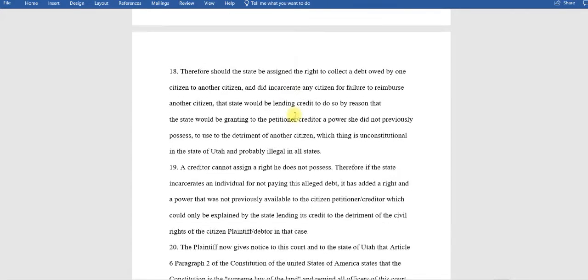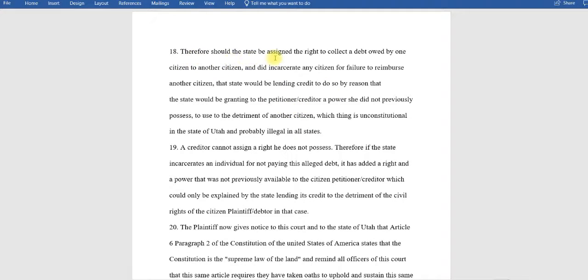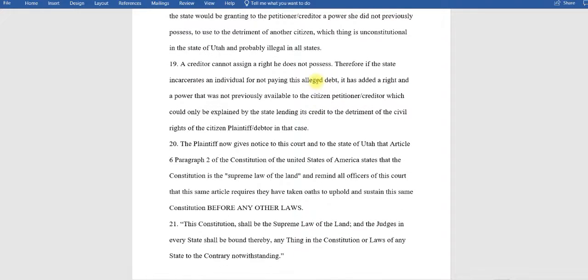Well, it's the same thing with the state. Therefore, should the state be assigned the right to collect a debt owed by one citizen to another and did incarcerate any citizen for failure to reimburse another citizen, that state would be lending credit to do so by reason that the state would be granting to the petitioner a power she did not previously possess to use to the detriment of another citizen, which thing is unconstitutional in the state of Utah and probably all over. A creditor cannot assign a right he does not possess.